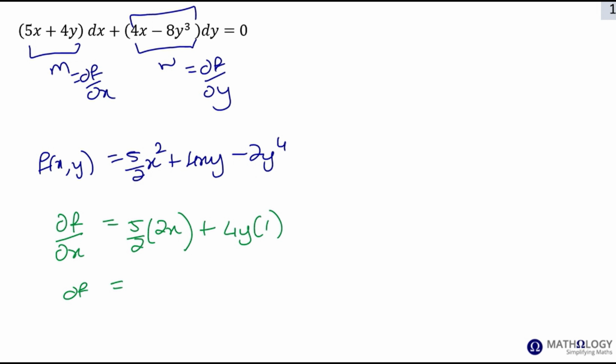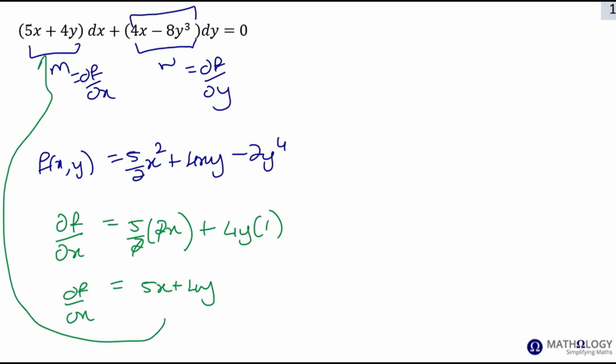So df dx will be 5x plus 4y, which agrees with this expression for m, which is 5x plus 4y, partial of f with respect to x. We have that here. And now we're going to do the partial of f, but with respect to y. So the first term, 5 over 2x squared, when you take the partial with respect to y, is going to be 0. The second term, the partial derivative of 4xy with respect to y, 4x is the constant, so it's just going to be 4x times 1.